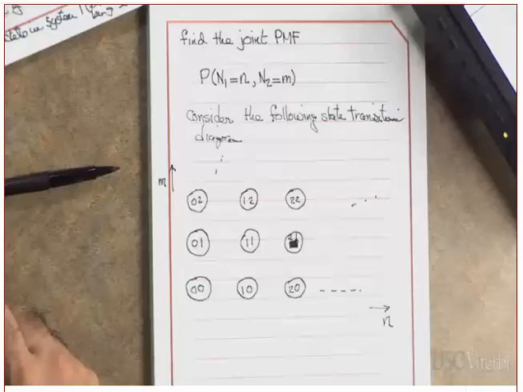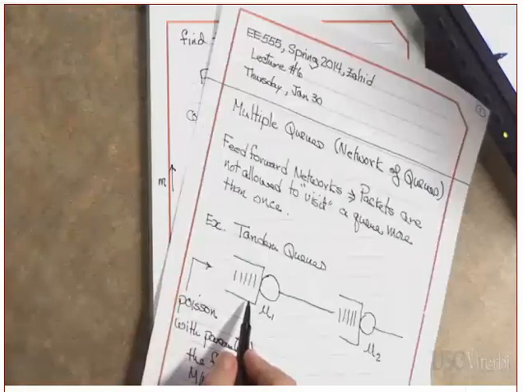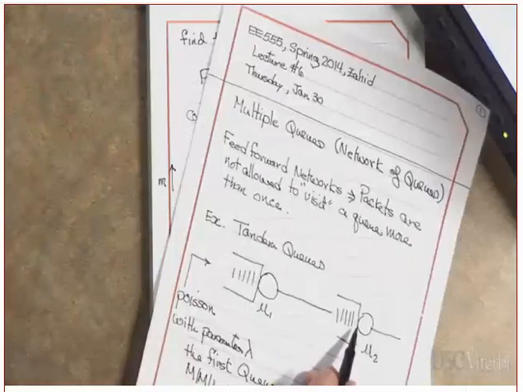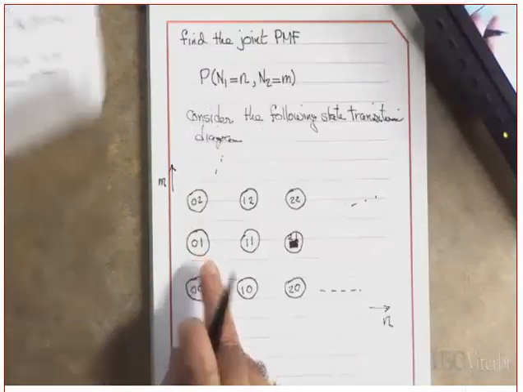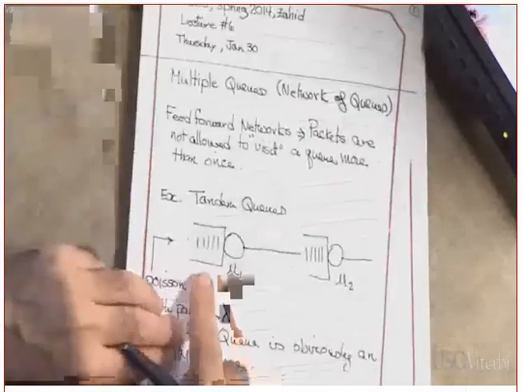How about from here to here? Can I go from here to here? I cannot go from here to here. What happened? It's a packet in the second system, under what process? Server process. Clear so far? Okay. How can I go from here to here? Under an arrival process.